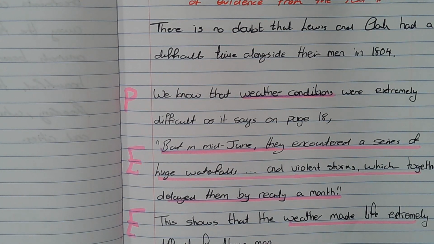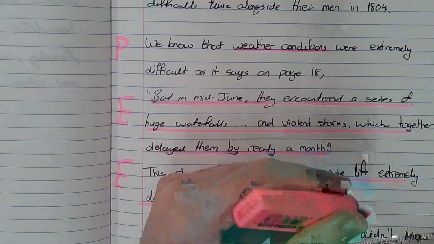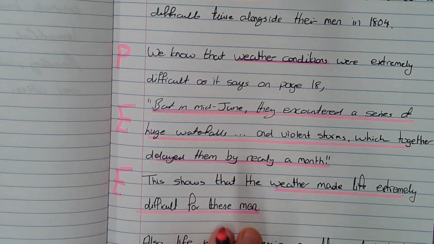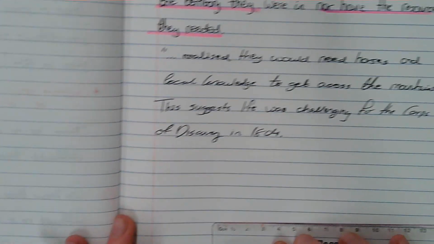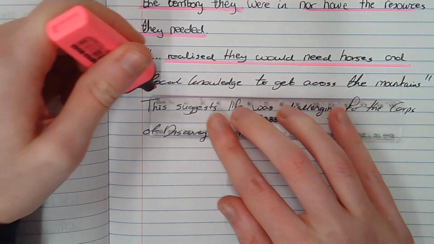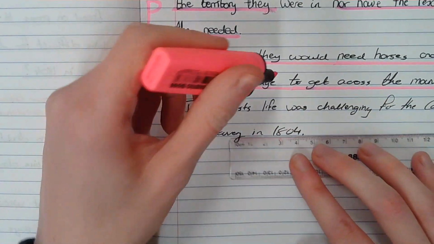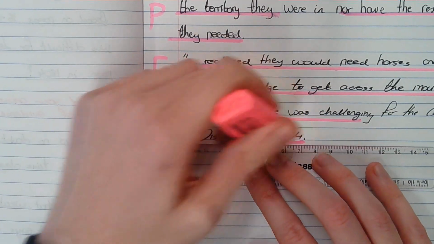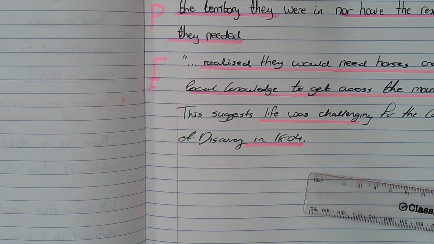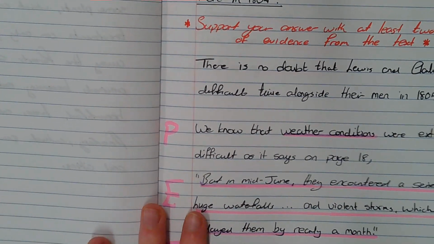My point was that life was difficult as they didn't know the territory or have the resources they needed. The quote then is about the horses and the local knowledge that they were missing. So there's my point, my evidence and my explanation saying life was challenging in 1804 as the question asked. So I have done point, evidence, explain times 2 to ensure I get full marks.